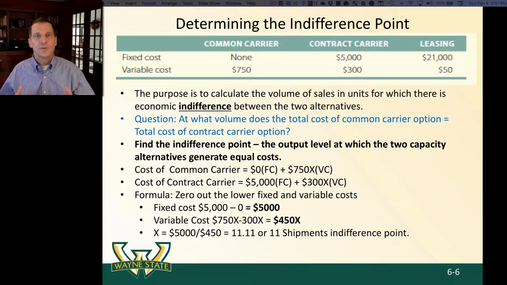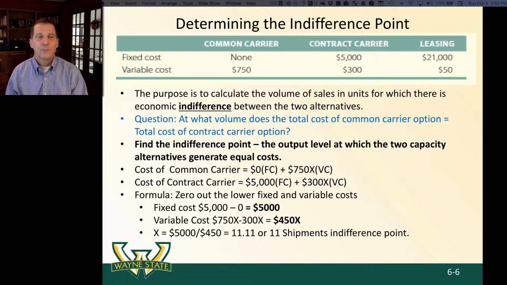And it'll show us why at different business volumes, one alternative is superior to another alternative. So the first thing we're going to do is understand the indifference point. That means if we looked at 2 of these options, common carrier, contract carrier, leasing, if we picked any 2 of those and we wanted to know where does it not matter? Where are the costs the same? Meaning at what quantity are the costs identical? This is how we would do it.